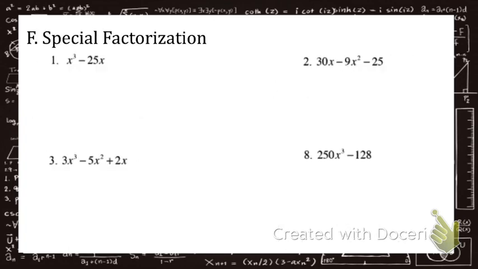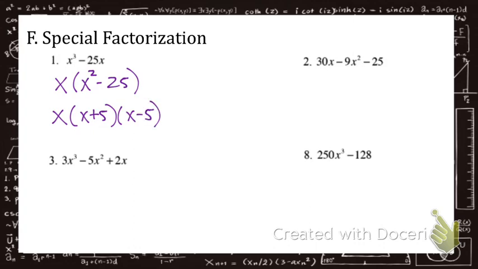Alright, special factorization. For this first one, we can factor out an x. So we get x times x squared minus 25. That is a difference of two squares, so we get x plus 5, x minus 5. For the next one, we have to put it in order and then factor out a -1, because we don't like when that leading term has a negative in front of it. So if I factor out a -1 and put it in order, I get positive 9x squared, but with a negative out front. So negative of the quantity 9x squared minus 30x plus 25.